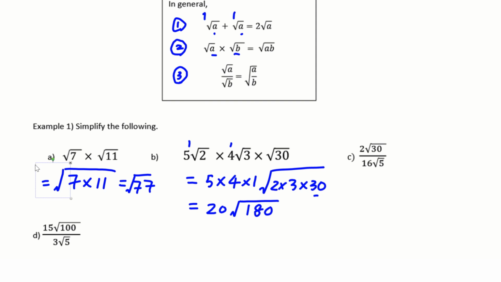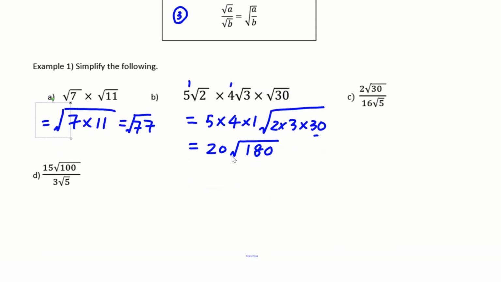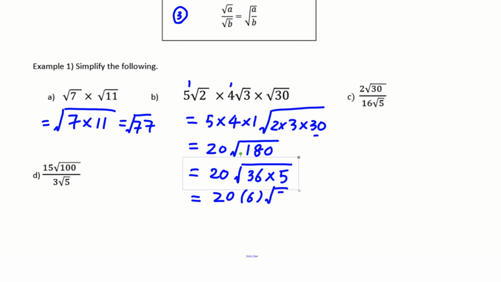Then we need to see any perfect square from this radicand. So 20 times square root, we have 36 times 5. Then square root 36 gives you 6. So 20 times 6, then times square root 5. We have 120 square root 5.